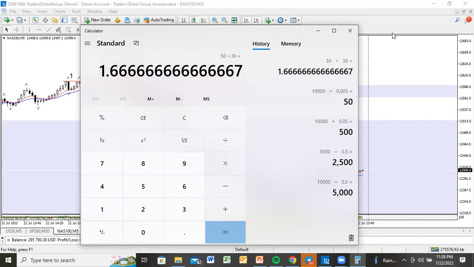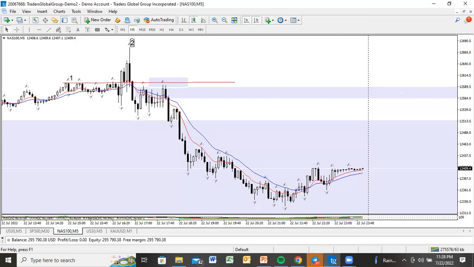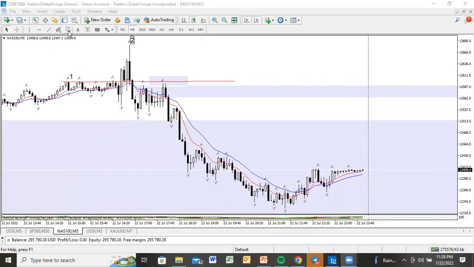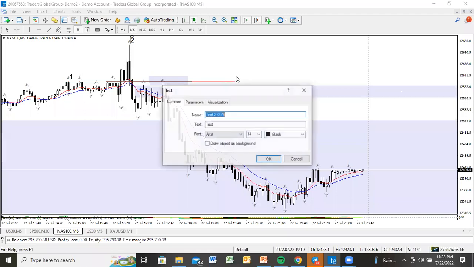$1.66 per pip. So what does that mean? How much are you gonna drop here, right? If you have a 10K account, and you know your risk is 50 bucks, now you know it's 1.6, like one after you do the division.